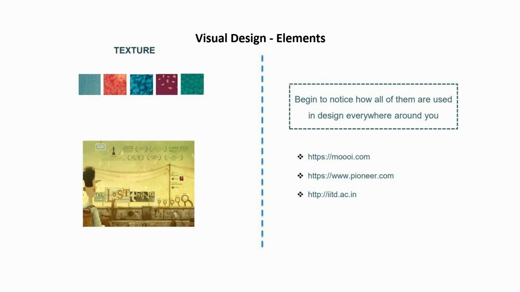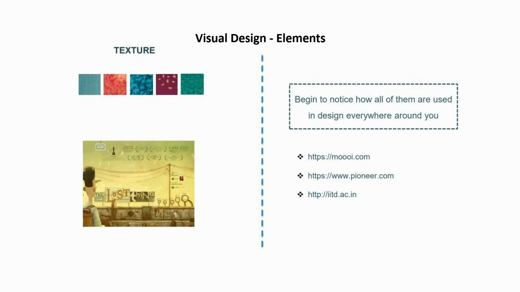So typically you begin to notice how all of them are used in design everywhere around you. Basically these are some of the big companies which we took examples of, but these kinds of visual elements are available everywhere, even with several products we have discussed so far, and the healthcare products which you come across. They have all these specific visual design elements. Some examples are MUI.com, Pioneer.com, and IITD.ac.in.